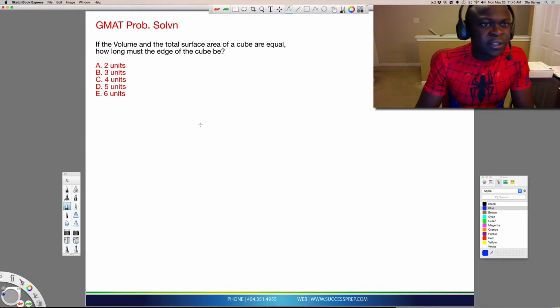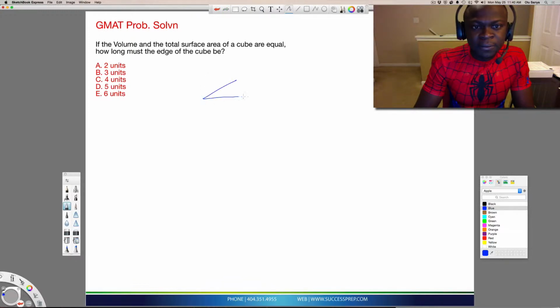So for a question like this on the GMAT, the question says the volume and the total surface area of a cube are equal. So one of the first things you want to look for is just draw out a cube and begin to put some things down for the cube. So we're going to have something that looks like this. I'm going to go ahead and draw my cube.